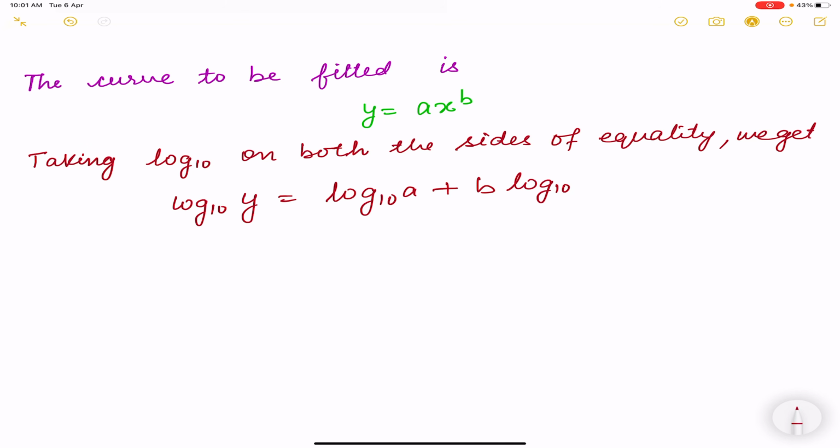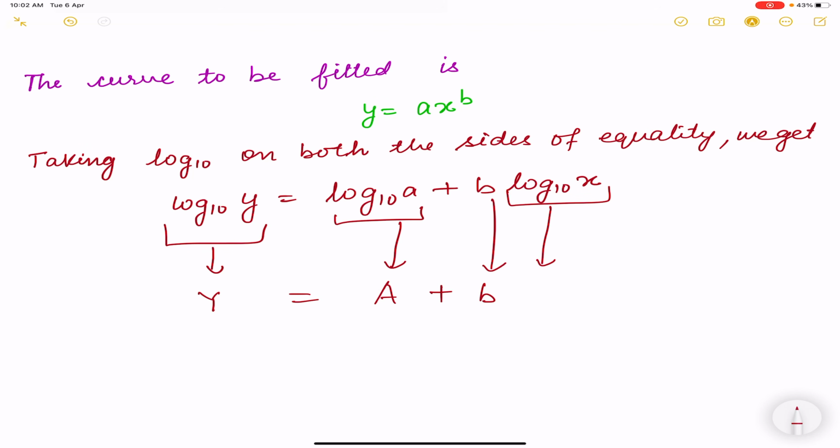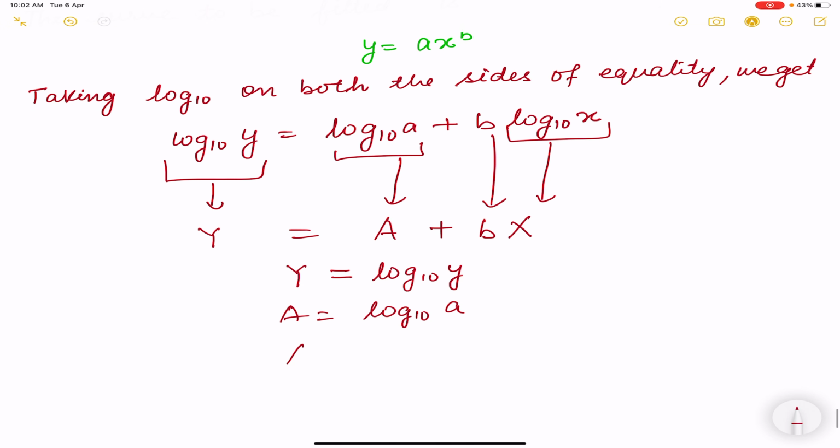So I hope you all have got the trick to find the normal equations. And so we'll put this as capital Y, a variable, and we'll put this as a constant, say capital A, plus this constant small b remains same, and we'll put this as capital X. And obviously, we are putting capital Y as log to the base 10 y, capital A as log to the base 10 a, and capital X as log to the base 10 x.